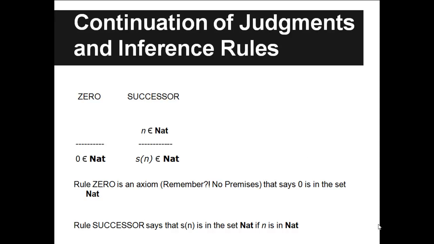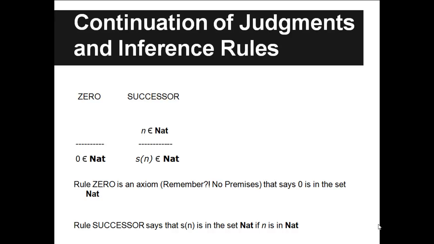The zero rule provides the conclusion that 0 exists in the natural set. This value existing in the natural set is given to us, so the inference rule takes the form of an axiom, meaning no premise is needed to reach the conclusion, and 0 exists in nat is the only judgment in the inference rule.